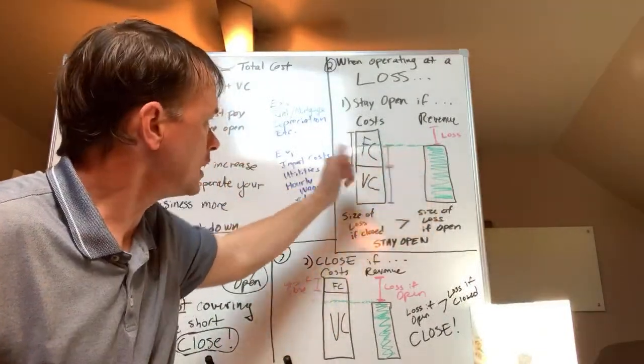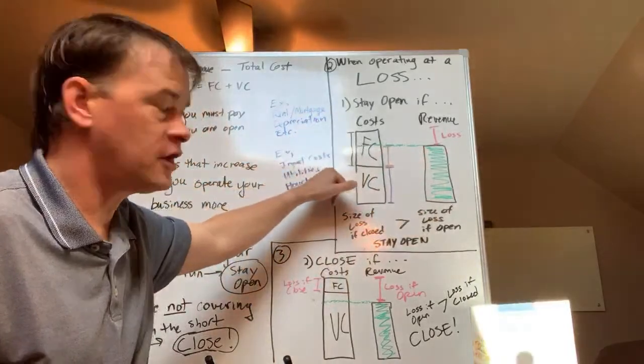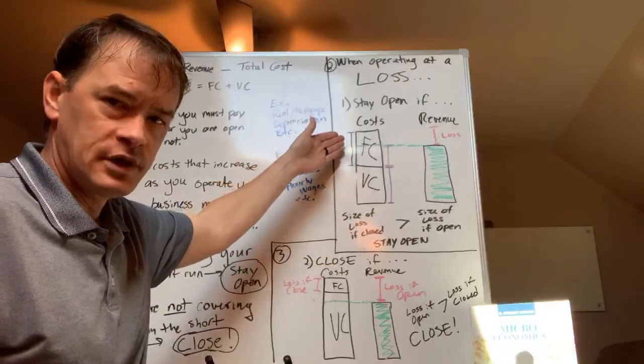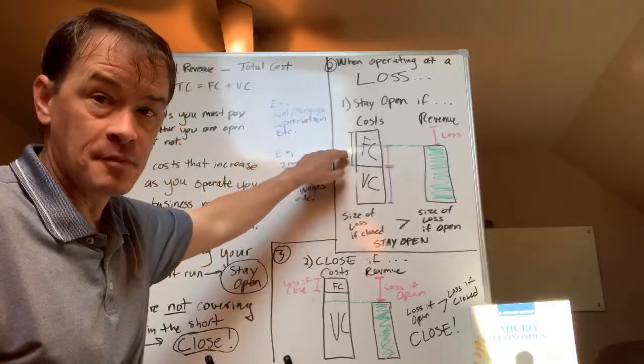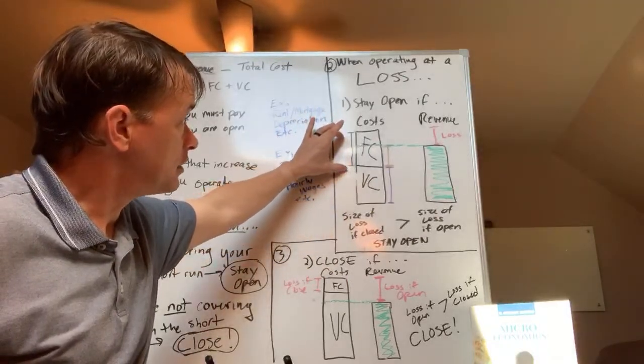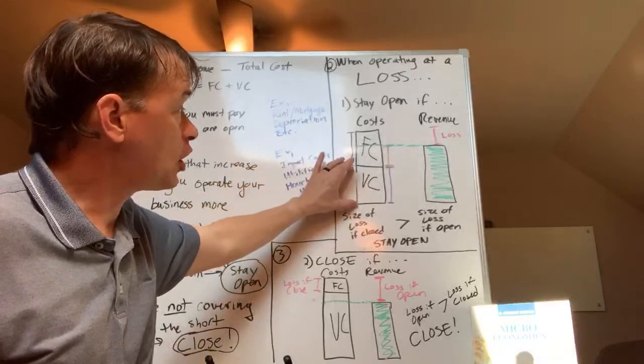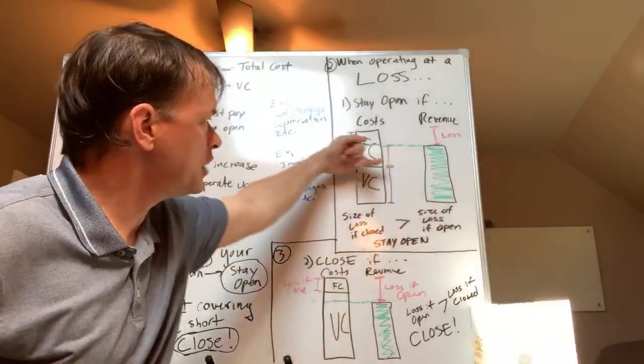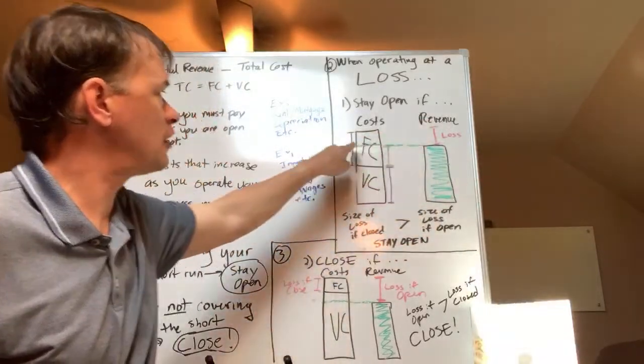That's our price times quantity. This is our fixed cost. This is our variable cost. Why would I stay open? Well, look at this. Your fixed costs, you're going to have to pay either way. This amount right here, you're going to have to pay either way. Your variable costs are costs you only have to pay if you're open. Well, look here, you're covering your variable costs. Your revenues come across right here.